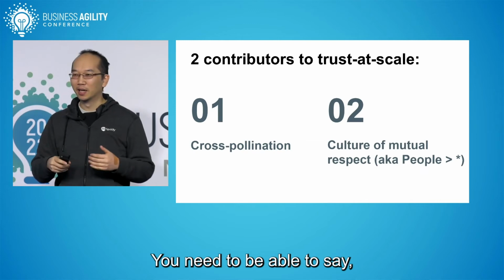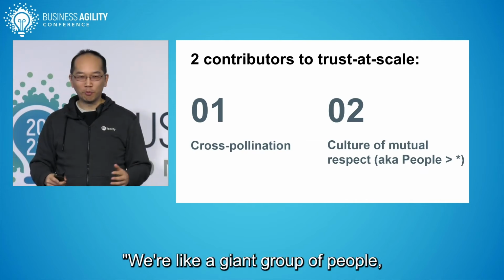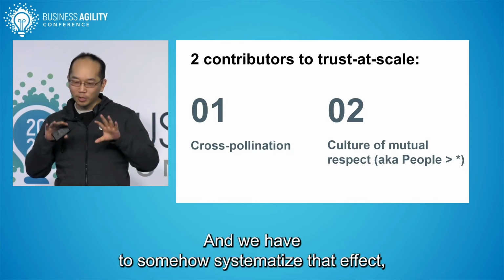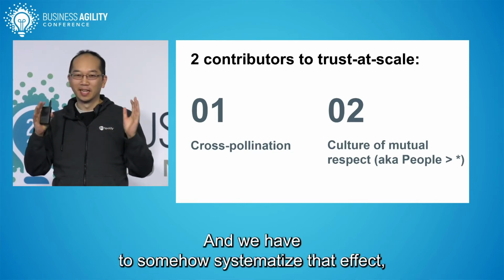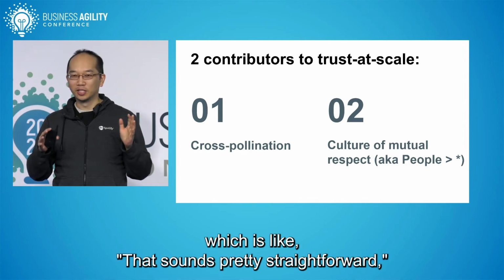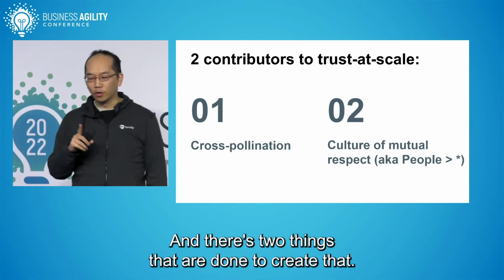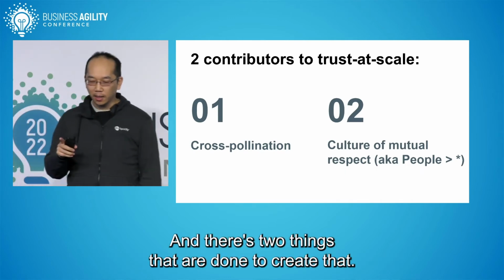You need to be able to say, we're a giant group of people, and I trust you so that we can operate more effectively. And we have to somehow systematize that effect. Okay, which sounds pretty straightforward, and it's crazy complicated to do at scale. And there's two things that are done to create that.